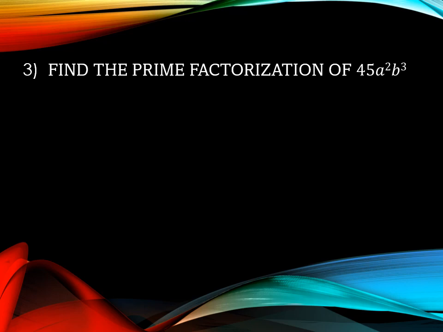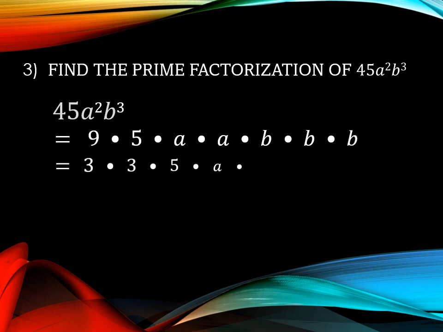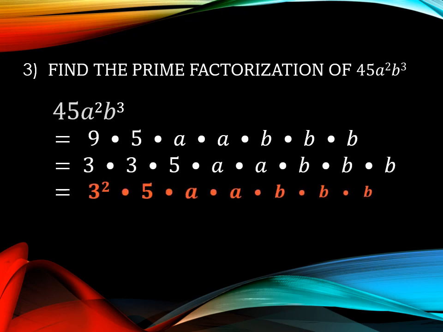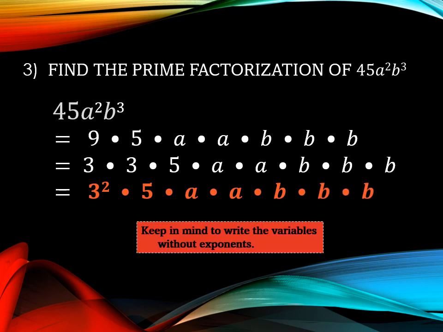Now, if we have letters, we're just going to write the letters without the exponents. And 45, we're going to write it as 9 times 5, and then we're going to break 9 into 3 times 3. So this is the prime factorization of 45a squared b cubed. Keep in mind always to write the variables without the exponents.